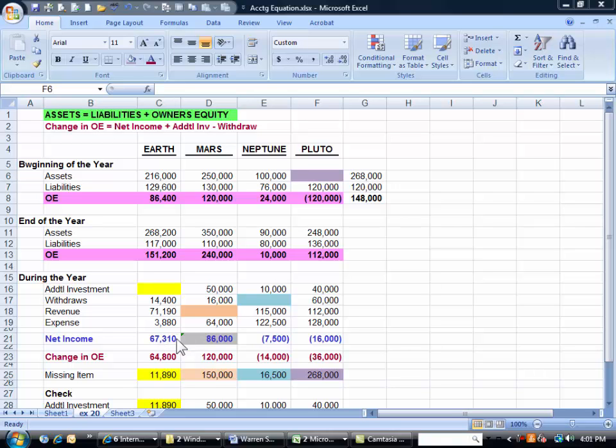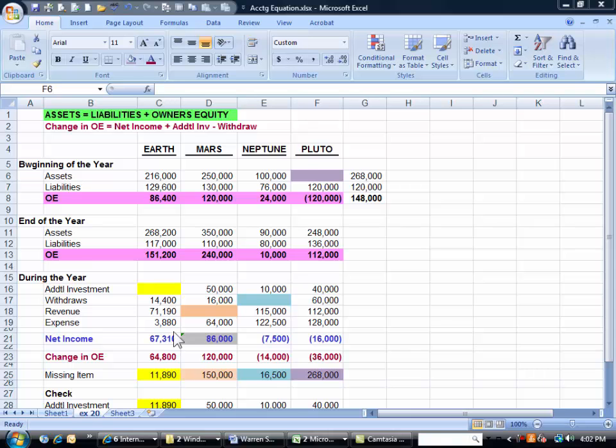So in this situation, I went ahead and put net income where I knew it. So net income for Earth was the 71,190 less the expense, the 67,310. You know your change in owner's equity is the difference between the beginning owner's equity and the ending owner's equity. So the difference between the 86.4 and the 151.2 is 64.8. So owner's equity grew by 64.8. So your missing item is the math between the pieces up above. So if your change in owner's equity is 64.8 and you have all of the pieces identified, you can calculate what your missing item is.